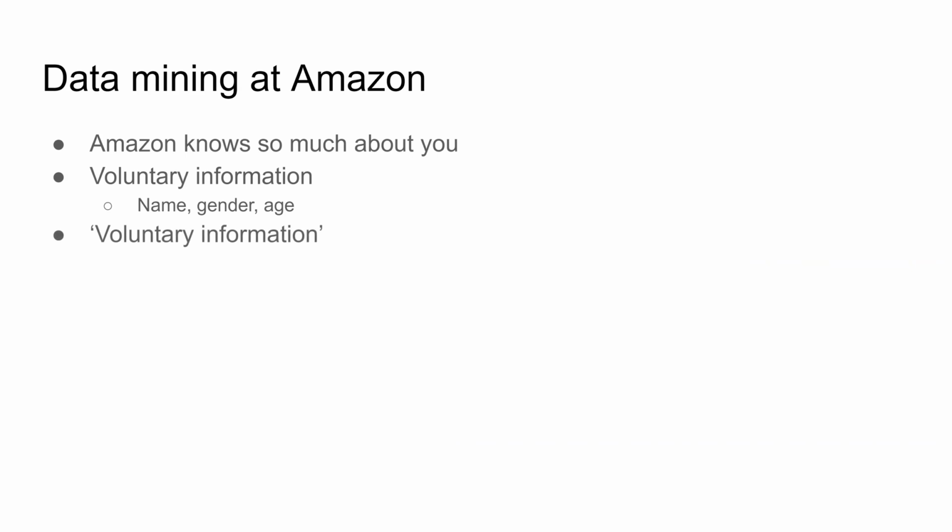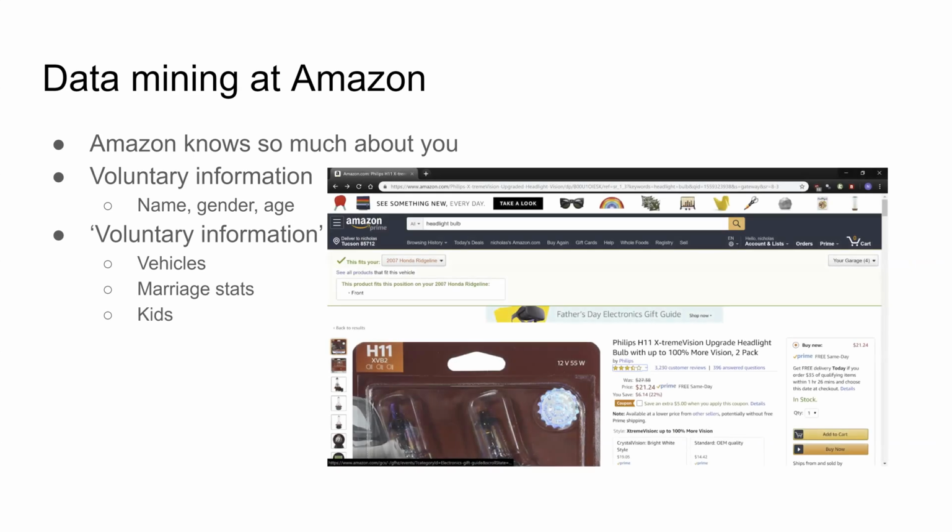But I also like to point out, because it's fascinating how deeply they use this so-called voluntary information. This is information that you're putting out there that they can then get a lot more from. So you put in vehicle information, marriage status, kids. I like this example: my wife drives a 2007 Honda Ridgeline, which is a fun little truck, but nonetheless it's now 12 years old. So it obviously is going to need some repairs and little things, like headlight bulbs go out or whatever. And so Amazon asks you, hey, check this product to see if it fits.